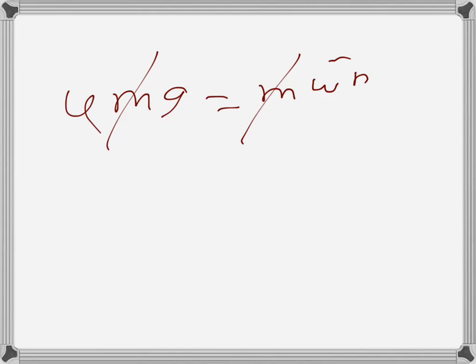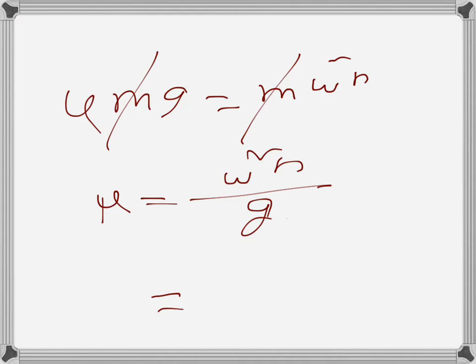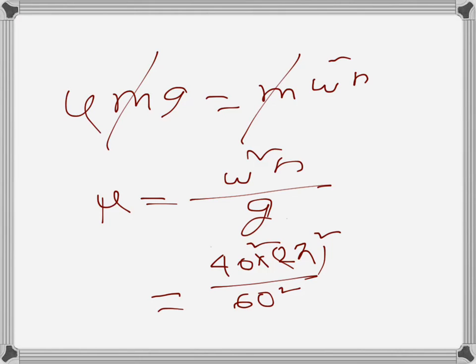So basically we don't need to know the mass of the object. So mu will be omega square r over g. So we have everything. This is 40 times 2 pi over 60. This is squared, so 40 square, 2 pi square, 60 square times 9.8, and r is 0.12 because it's in centimeter, we have to convert it.